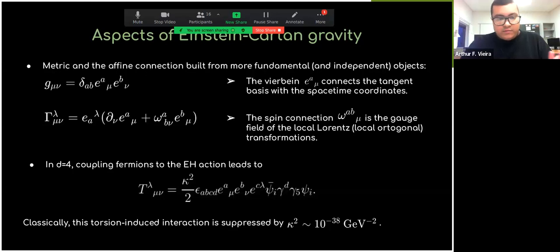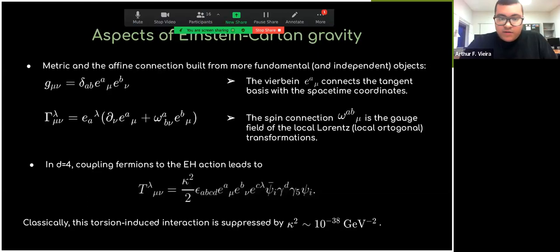And from the Vierbein, you can generate the metric tensor. So the metric tensor is seen as a composite field formed out of the Vierbein. And in this sense, there is an isomorphism between the tangent space of your manifold and the space-time coordinates, and this is made by the Vierbein. The affine connection can also be obtained from the Vierbein and the spin connection, which is the omega. And the spin connection is the gauge field of the local Lorentz transformations. I should be careful here because all this analysis that I'll be doing is in a Euclidean setting. So actually, the spin connection is not the gauge field of the local Lorentz group, but of the local orthogonal group.